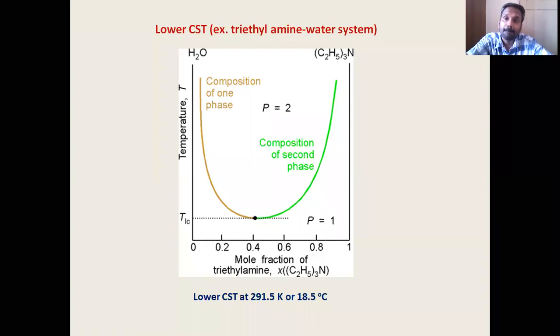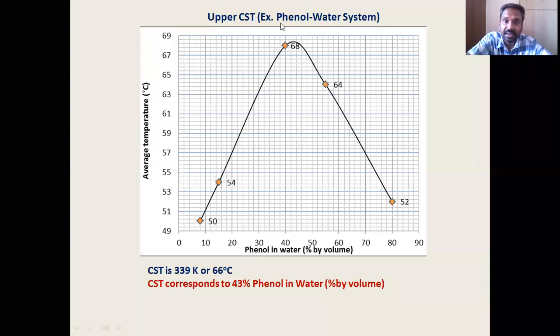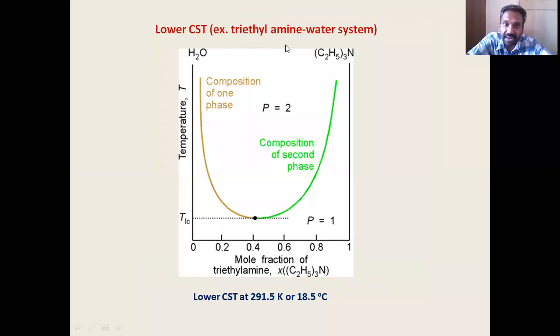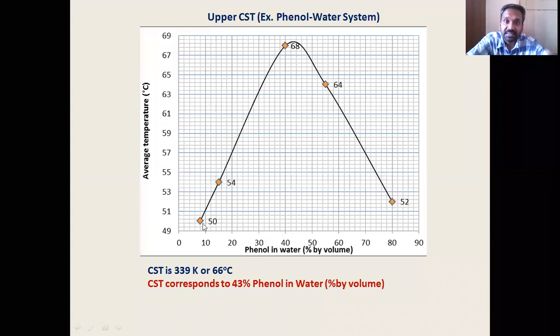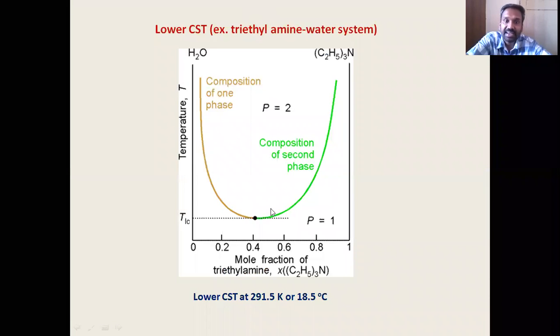You see a reverse behavior. What do you mean by that? Here, the critical solution temperature was the maximum point in your curve. But here, the critical solution temperature will be the minimum point in the curve. These phenol water system CSTs, maximum miscibility temperature, are called upper critical solution temperature. Here, it is called lower critical solution temperature.